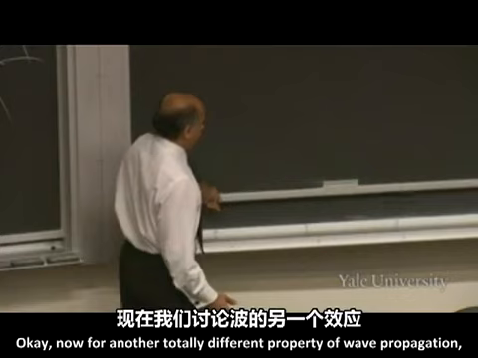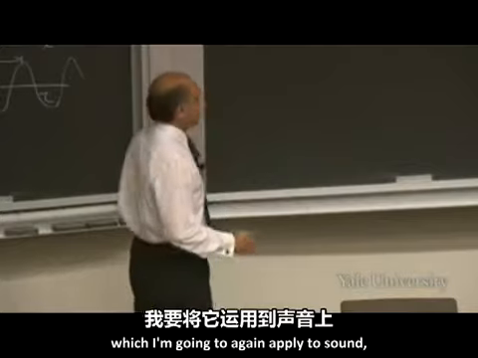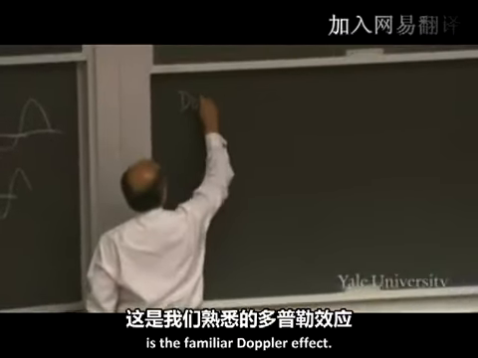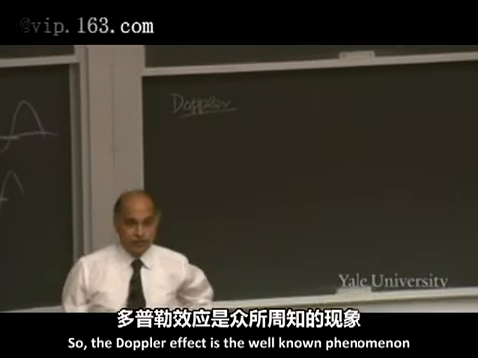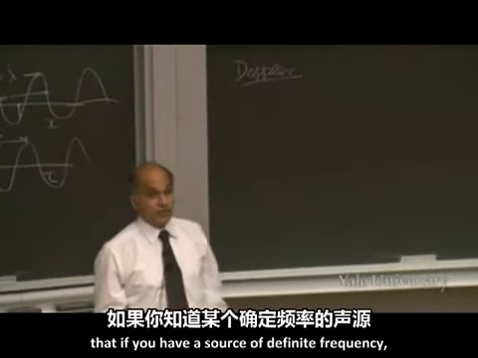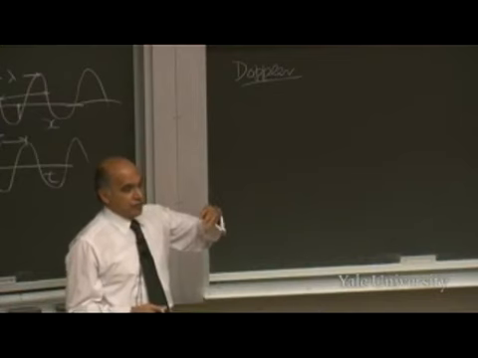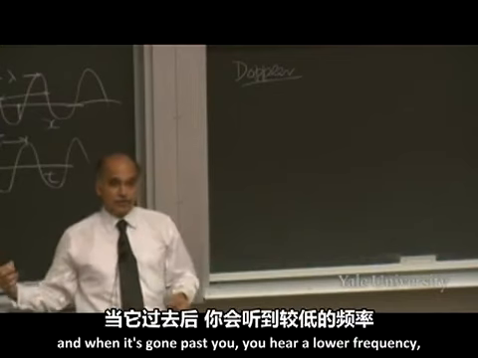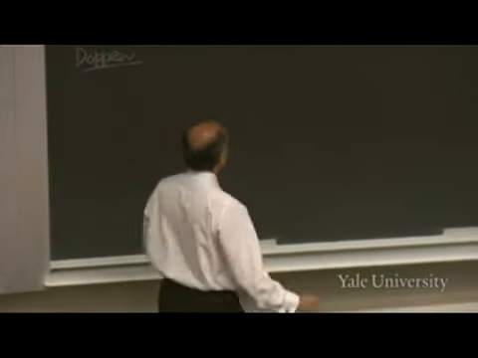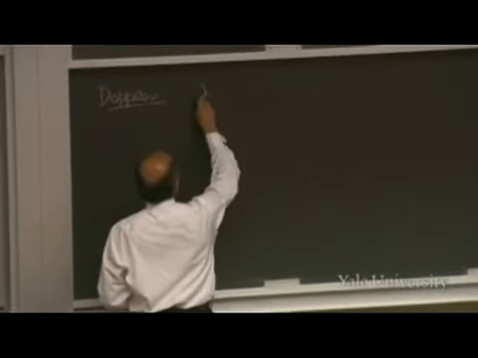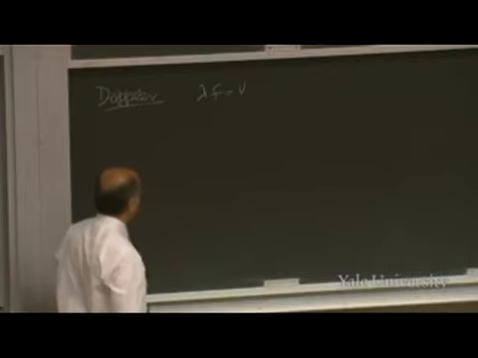Okay, now for another totally different property of wave propagation, which I'm going to again apply to sound, is the familiar Doppler effect. So the Doppler effect is the well-known phenomenon that if you have a source of definite frequency, like a siren in a fire truck, when the fire truck is coming towards you, you hear a higher frequency, and when it's gone past you, you hear a lower frequency, and we just want to know why and by how much. So to proceed with this, I want to remind you this relation lambda times f is v. So we're going to bear that in mind.